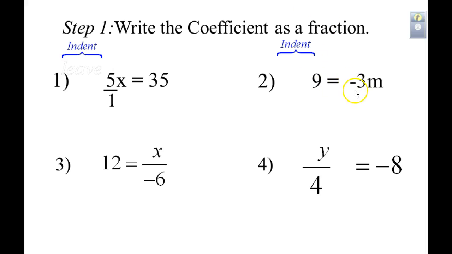Same thing on number 2, negative 3m. I'm always looking at the side with the variable. So negative 3m, I'm going to write as negative 3 over 1. That's just if you have a nice integer coefficient. Coefficient is the number in front of the variable. We're going to make it over 1, and then we're going to end up multiplying by 1 over 5 on both sides and by 1 over negative 3 on both sides.